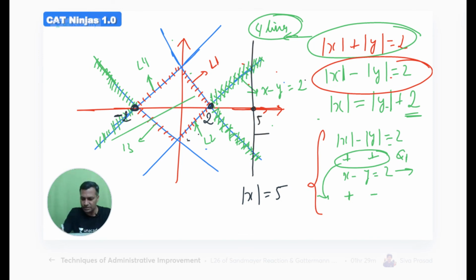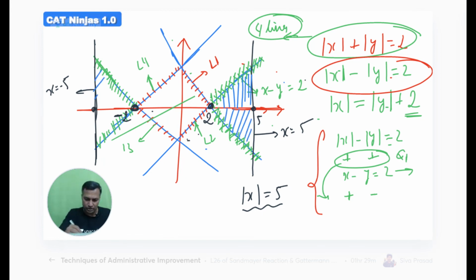This point is 5. What is this particular line? This is x is equal to 5. And there would be another point 5 here. What is this particular line? This is x is equal to minus 5, because mod x is equal to 5 means x is equal to plus or minus 5. So I have these 2 straight lines. What regions do I want? I want this particular triangle, and this particular triangle, the second triangle, this third triangle, and this fourth triangle. I want the region enclosed by these particular diagrams. This is what we are interested in.